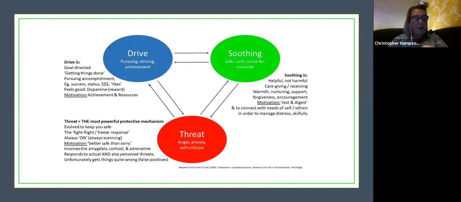So here's an example of the CFT threat system. We've got the drive, which is pursuing, striving, achievement. So it's goal directed and it gets things done for us. We've got the soothing, which is our calm, safe, cared for and nurtured. It's helpful, not harmful, and it motivates us for rest and digest and connects us with needs for self. And then we have the threat system, the most powerful protective mechanism. It's evolved to keep us safe, the fight, flight or freeze response, and it's always on. Unfortunately, it gets things wrong, and we call these in CFT false positives.